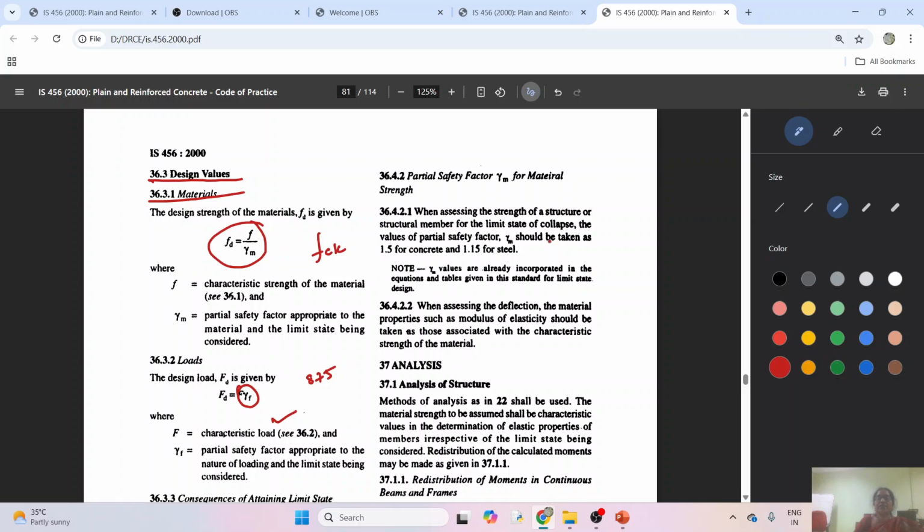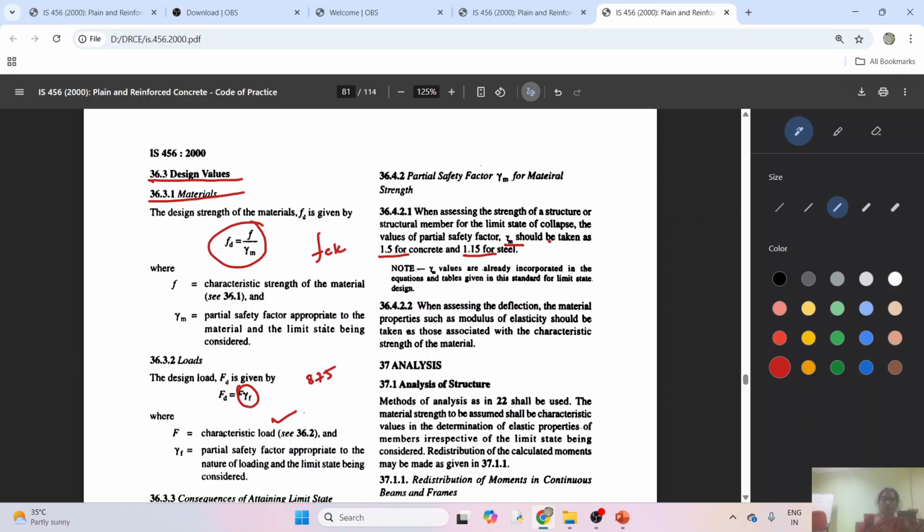So partial safety factors for the materials. When assessing the strength of a structure or structural member for the limit state of collapse, the value of partial safety factor gamma m should be taken as 1.5 for concrete, 1.15 for the steel. So partial safety factor for the concrete is 1.5 and steel is 1.15.